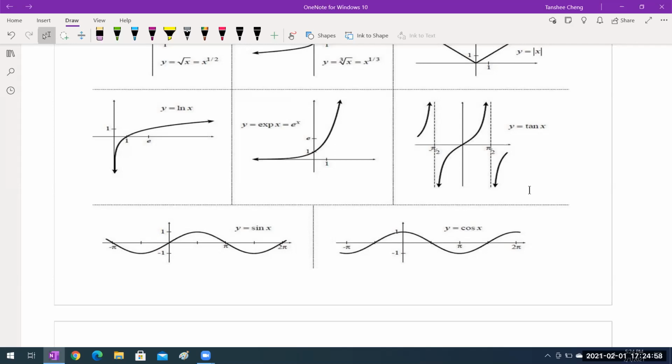Now, notice that I did not put in secant, cosecant, and cotangent, because those are basically what you can get from sine, cosine, and tangent. Right? And if you need help on those when you're reviewing, please ask me. Don't hesitate to ask me any questions.